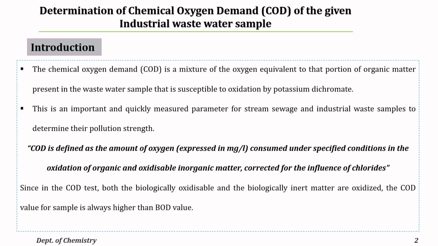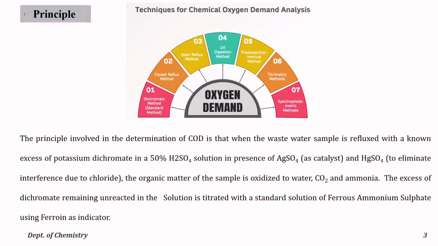So COD is typically measured in milligrams per liter, that is mg per liter, which is also called ppm, parts per million, and it is determined using strong chemical oxidizing agents like potassium dichromate in acidic condition.